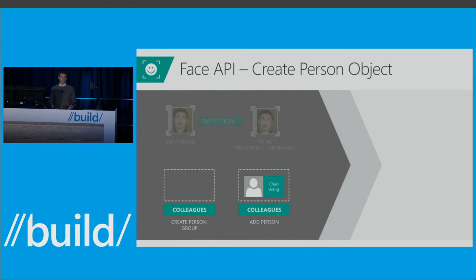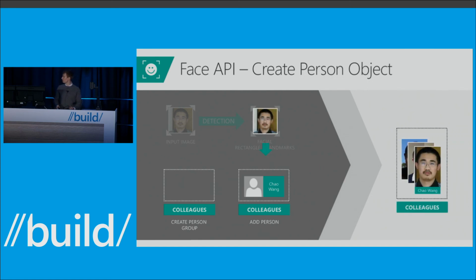Then for each person group, you can go in and add one or more person objects. You can describe what that object is. In this case, I've added one of my colleagues, Chow. Now, when we go back to the detection call that we talked about earlier, at the end of that call, you're given the opportunity to add that face to an existing person object. So over time, with a couple of detection calls, you can build up a set of example faces for each of the person objects in your group.